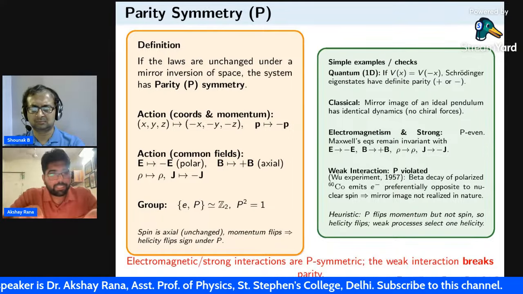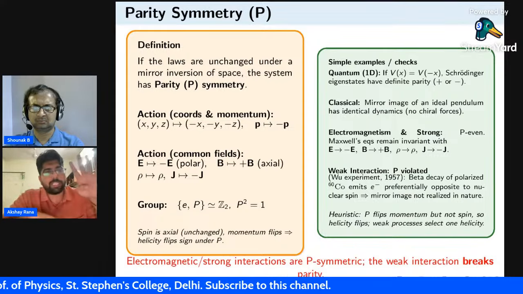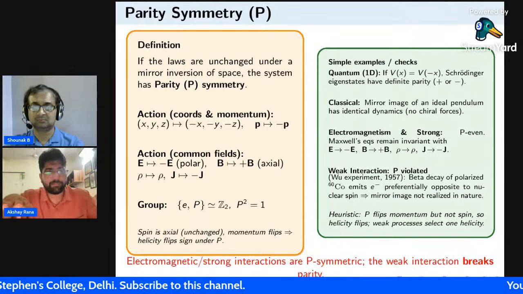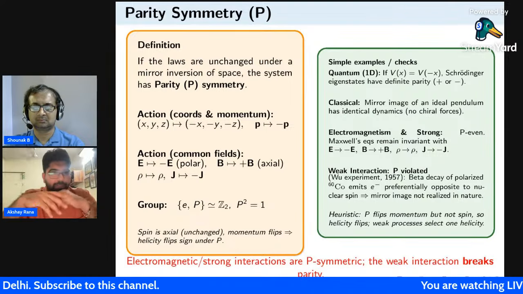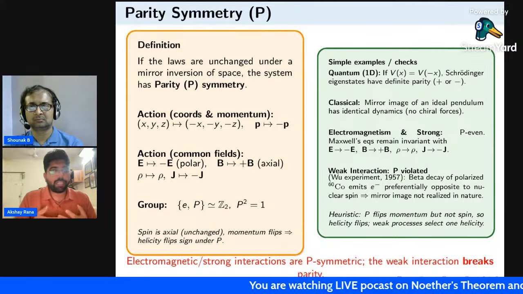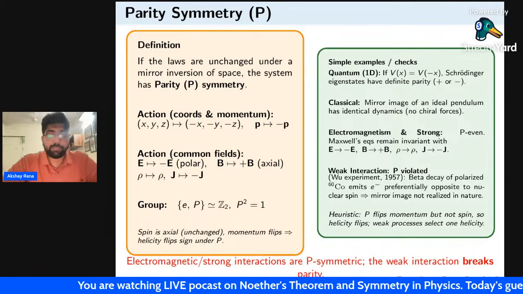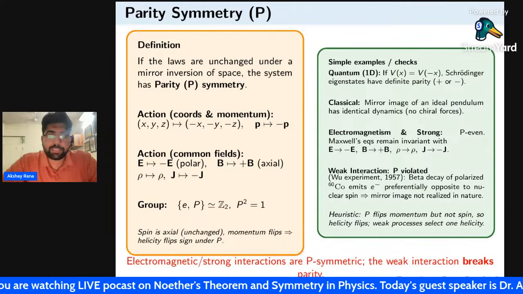If you make these changes in the Maxwell equations, you will find all four Maxwell equations remain the same. They will not change. One can try to do this exercise; that would be interesting to see. So again, I'm just trying to say our Maxwell equations are symmetric if you make a parity operation.